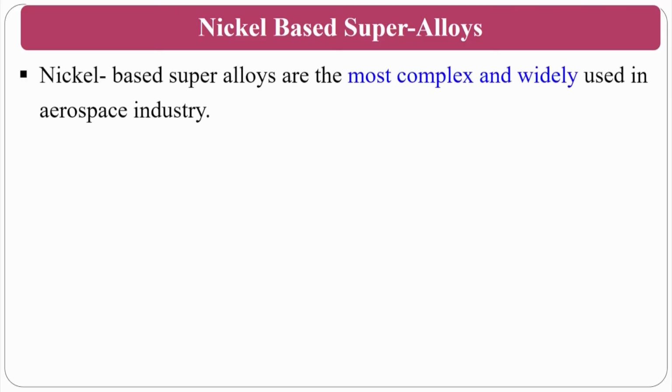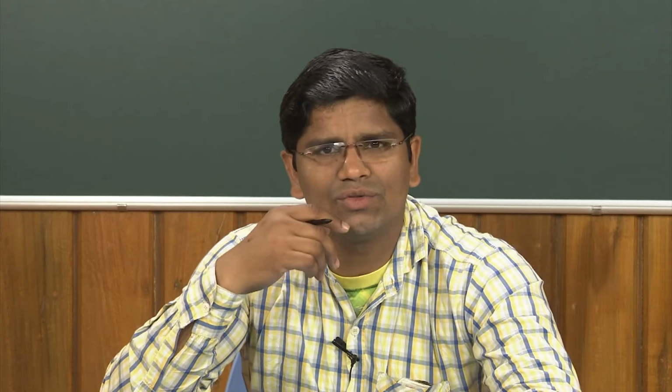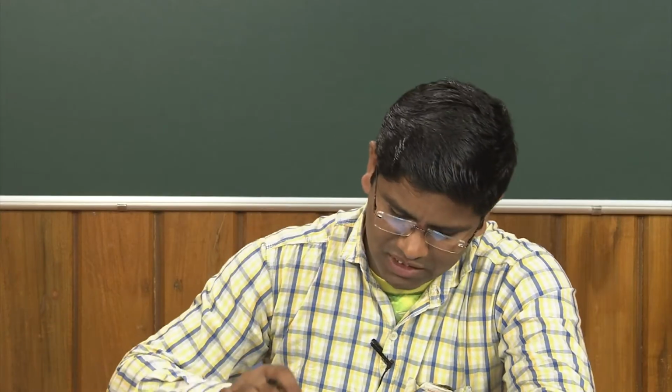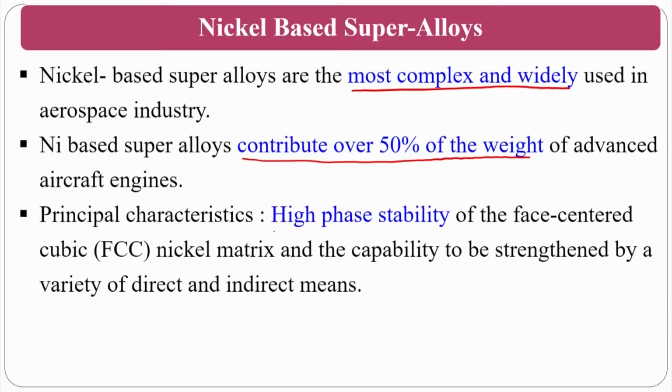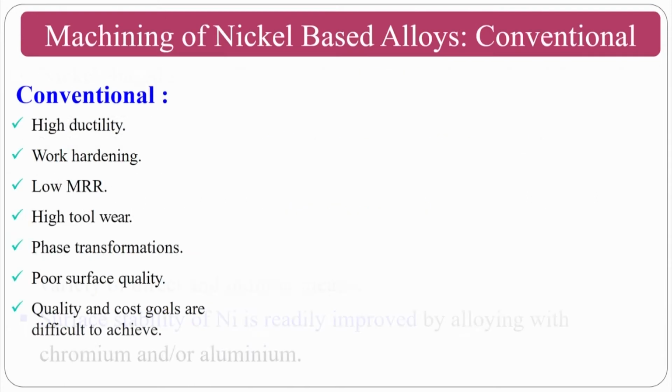Nickel based superalloys are the most complex and widely used in the aerospace industry, and they contribute over 50% of the weight of advanced aircraft engines. Especially these materials are used in aircraft engines. The principal characteristics are high phase stability of the face centered cubic nickel matrix and capability of strengthening by a variety of direct and indirect means, and the surface stability of nickel is readily improved by alloying with chromium or aluminum. That's why you can improve the properties as per your requirement.